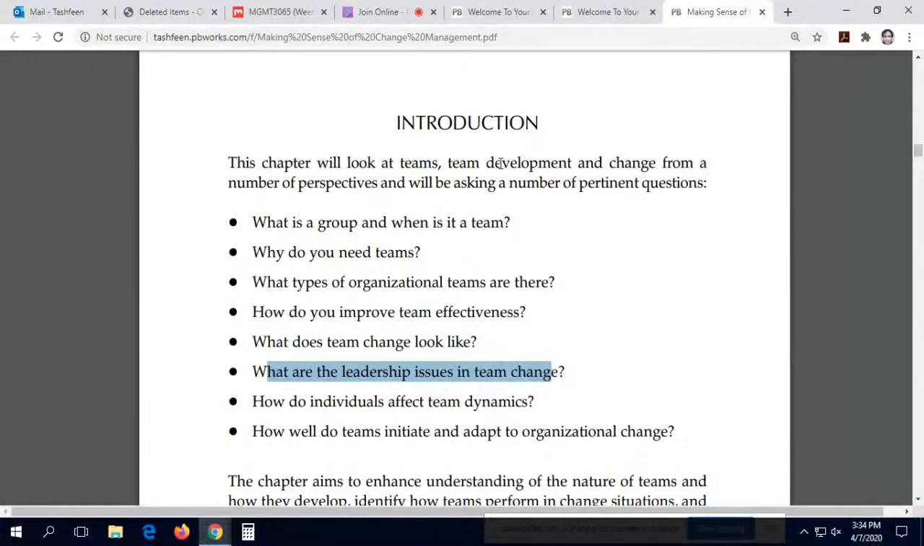I'm trying to guide the discussions over there, but it won't be possible if you don't participate in the discussion. How do individuals affect team dynamics? If someone is wise enough to understand different personalities in the team, sometimes they help in mitigating the issues. But in the long run, there would be organizational change and those types of things also going forward.